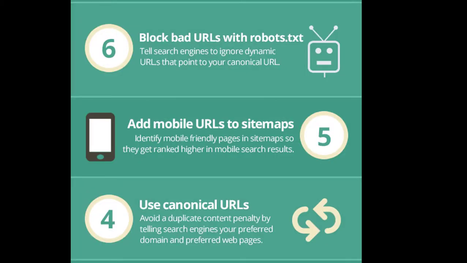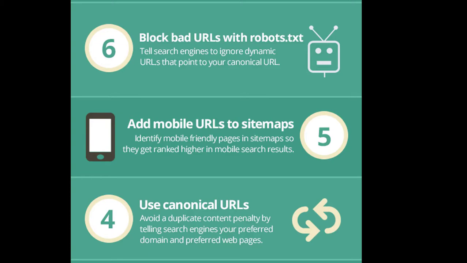Besides, you can block the bad URL with the robots.txt. So robots.txt specifies how to inform the web robot about which areas of the website should not be processed and scanned. And then you can add the mobile URL to the sitemap so that when people do not search on the PC but instead search on the mobile, it's still available to the user to get ranked higher.